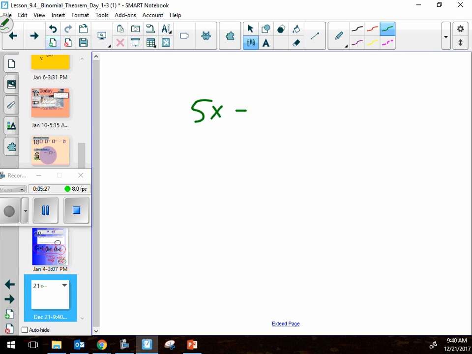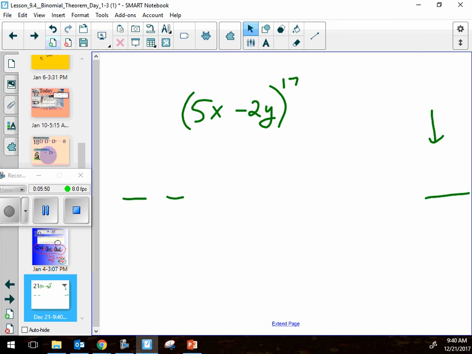5x minus 2y to the 17th, and I just want the 18th term. So in other words, don't start at the beginning. I want the last term. I'm going to pause for a second while you figure out the last term of this binomial expansion. If you really want to, you could start at the beginning like you were before and try to catch the pattern and then go to the end.